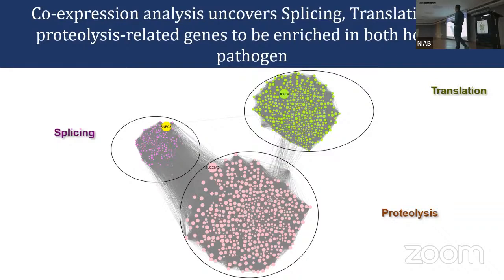Next, we want to understand what processes in both host and parasite are getting enriched upon infection. So we want to understand it in a combined way: what is the process that is getting enriched in both, which the host uses to fight the infection and the parasite uses for its survival. What we found is that three processes are getting enriched in both host and parasite, and these are splicing, proteolysis, and translation.